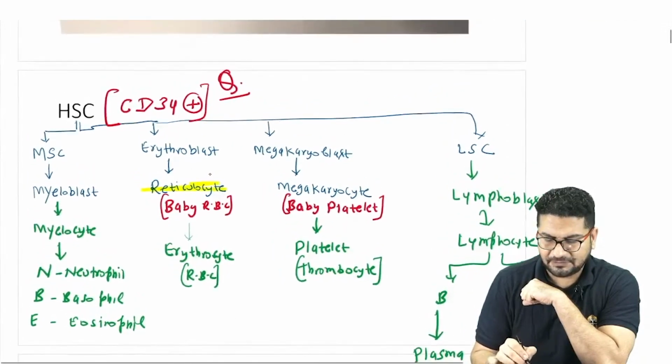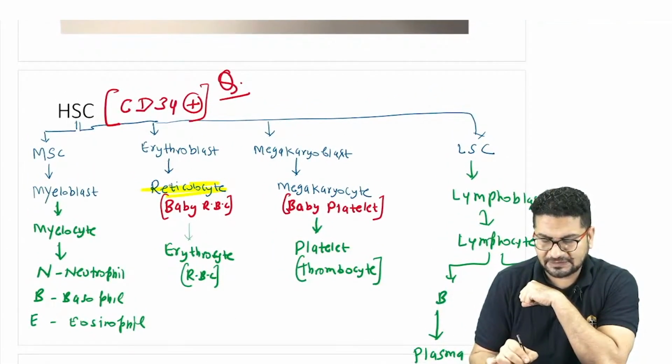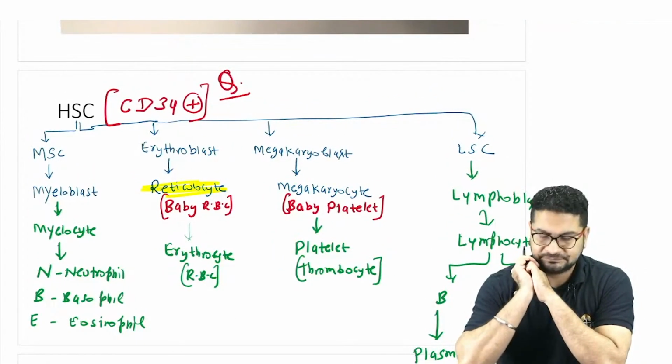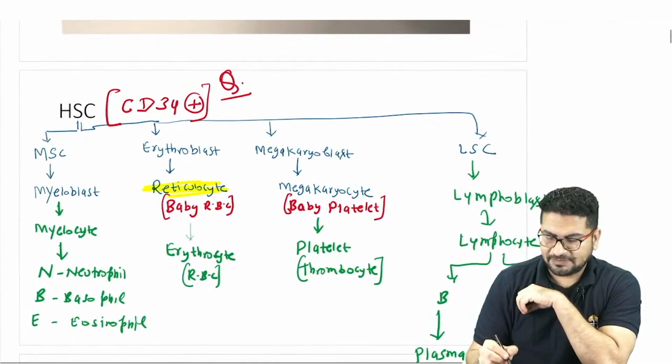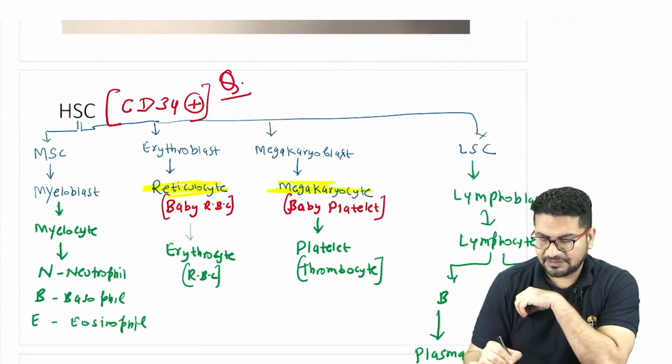Then understand this, baby RBCs are your reticulocytes. Remember, reticulocytes are nothing, these are your baby RBC. And baby platelets are your megakaryocytes.